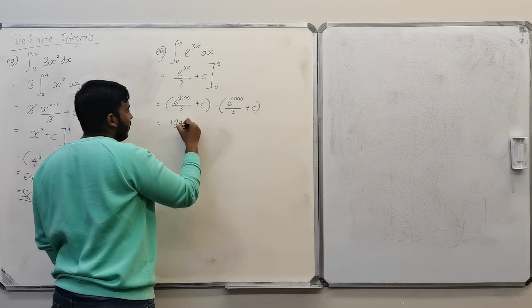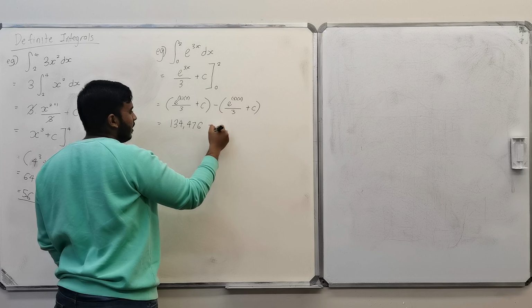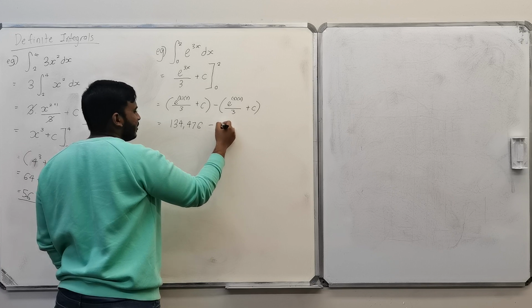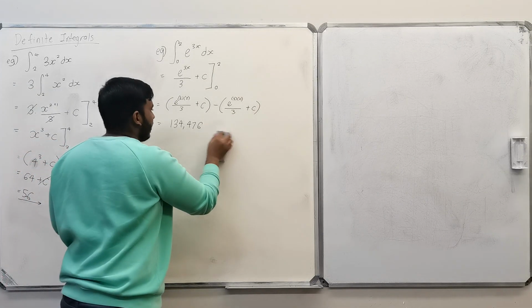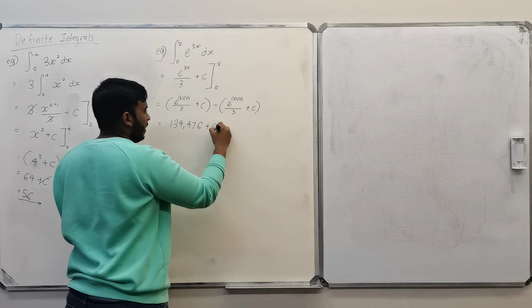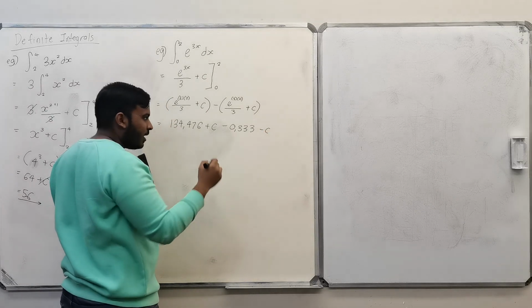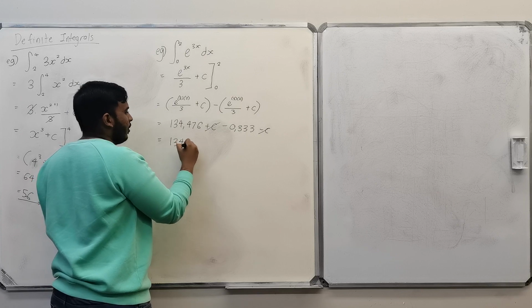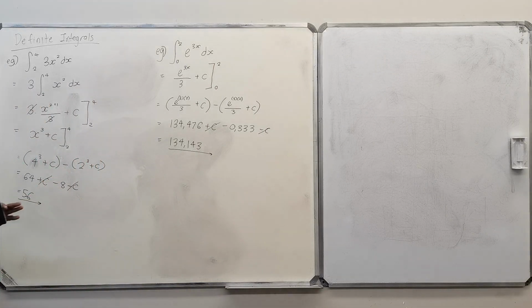That's 403.429 over 3, which is 134.476, minus e to the power 0 over 3, which means 0.333. Right, it's going to be plus c minus 0.333 minus c, right? Cancel, cancel, you're left with 134.143. That's your answer. Understand it?